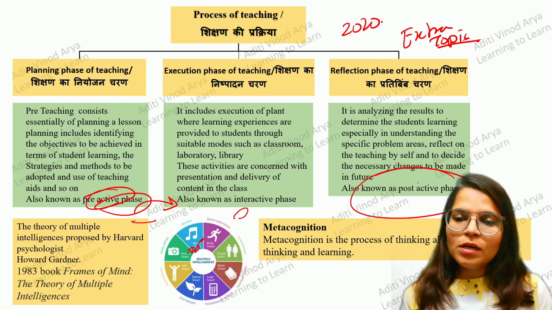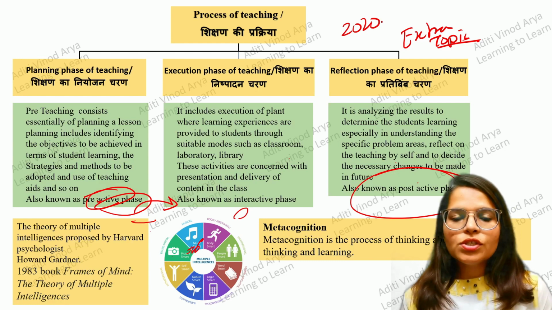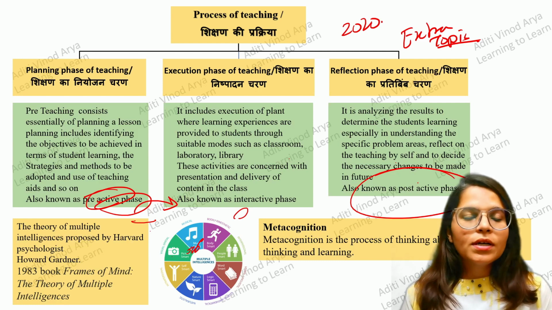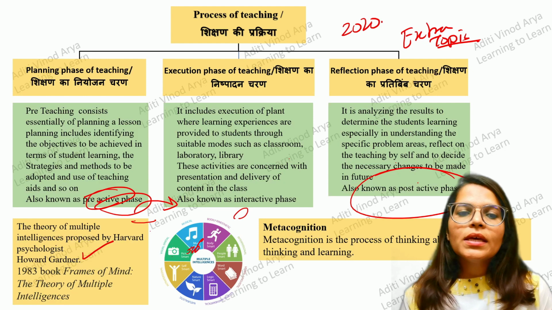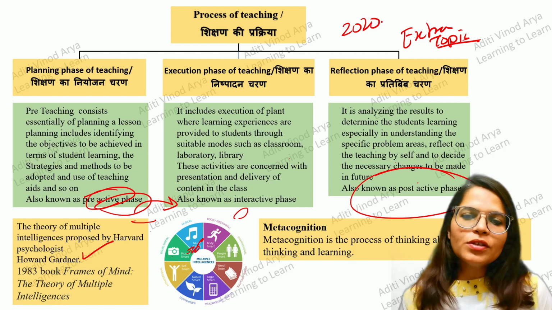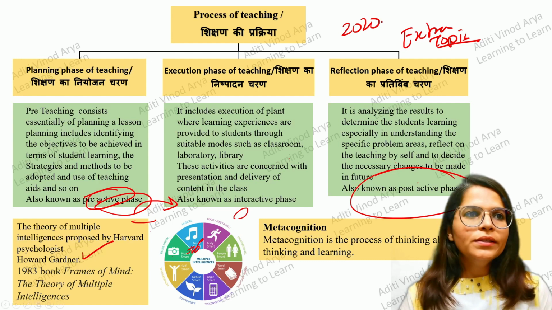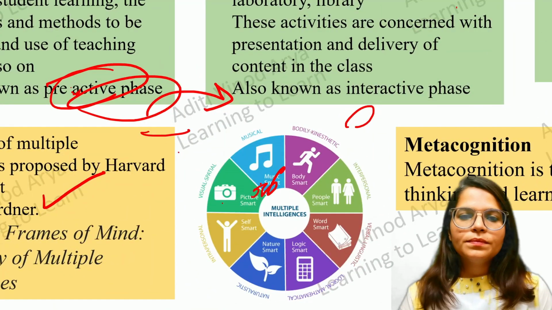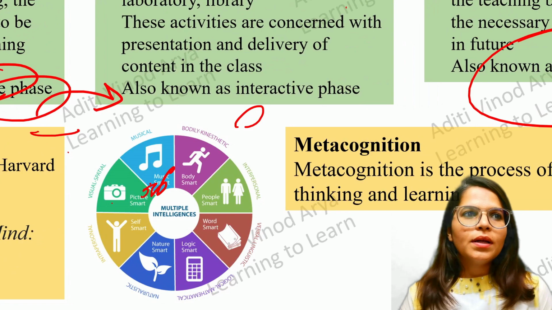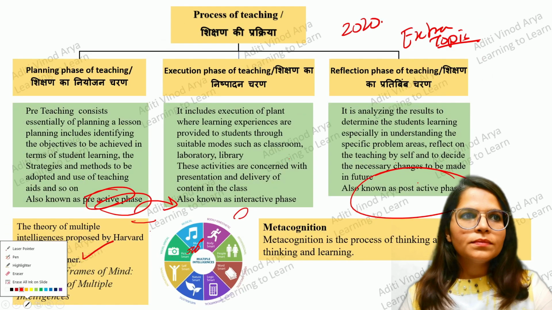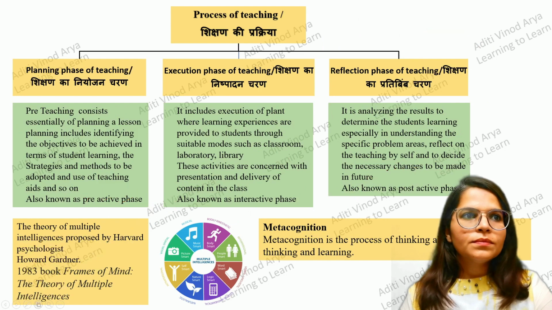Moving forward with the theory of multiple intelligence. The theory of multiple intelligence was given by Howard Gardner. Make sure you remember the name, in his book Frames of Mind in the year 1983. He clearly mentioned that the knowledge which you are getting, I'll just zoom it out for you guys so that you'll be able to see it properly, and I'll erase everything. One second. Okay.